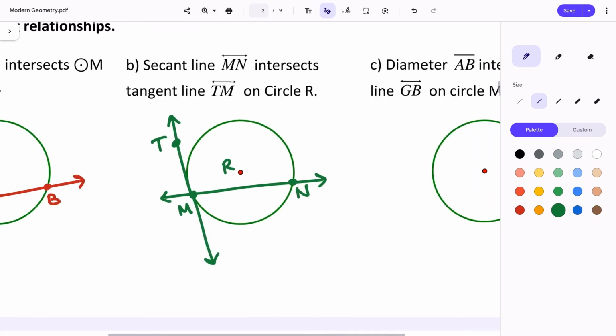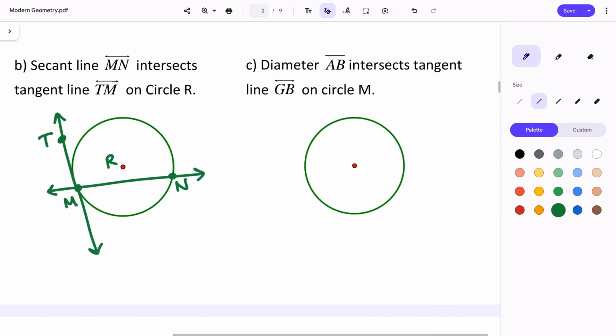All right, let's go to C. How are we naming this circle? M. What should I draw? What does the diameter look like? Does it have arrows? No. So just point to point. How are we naming that? AB.